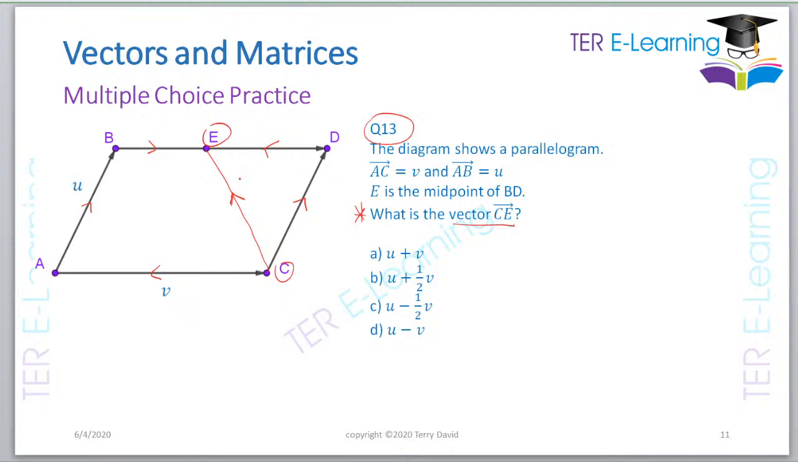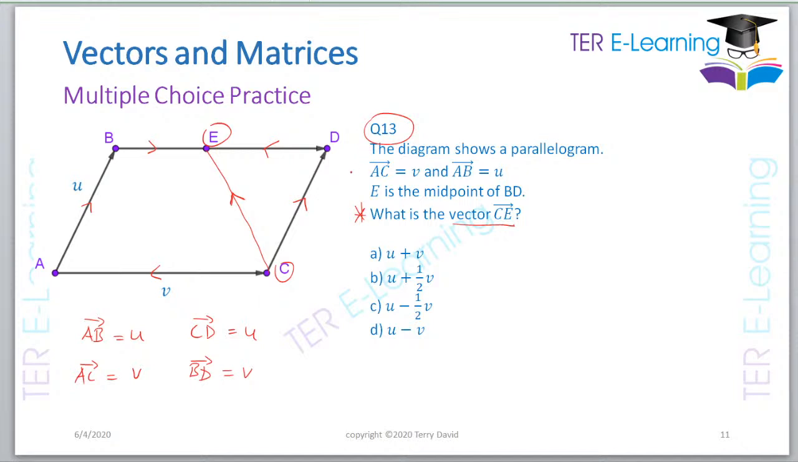So let's write down what we know first of all. Let's start off with AB. So you know the vector AB is equal to U, right? So therefore, because of the parallelogram, CD is also equal to U, right? We know the vector AC is equal to V. So AC is equal to V, and because it's a parallelogram, we know that BD has to be the same thing. So BD is also equal to V.